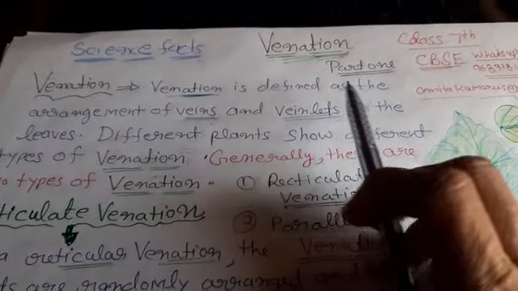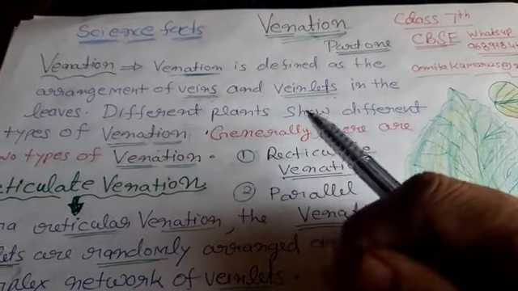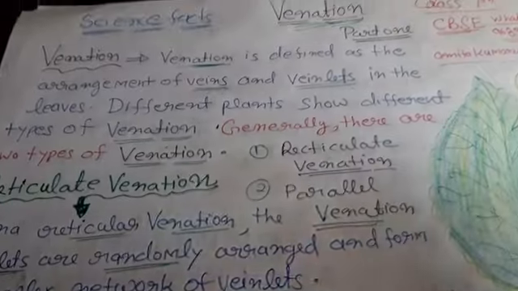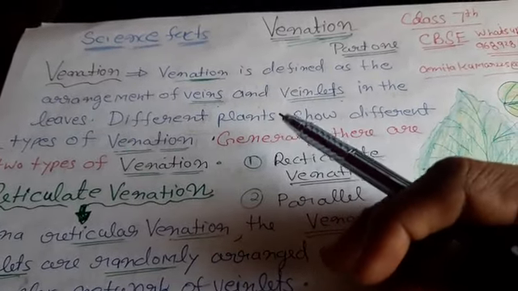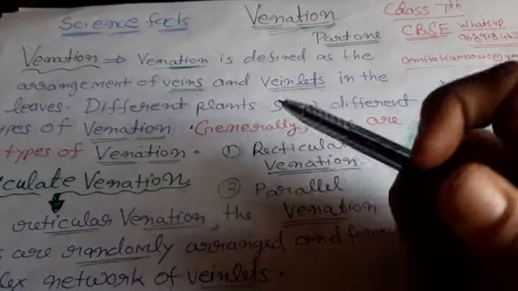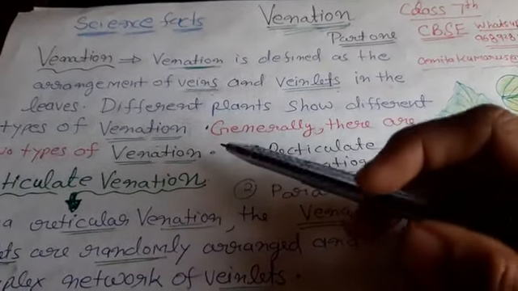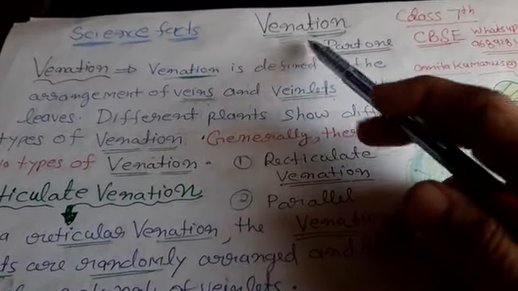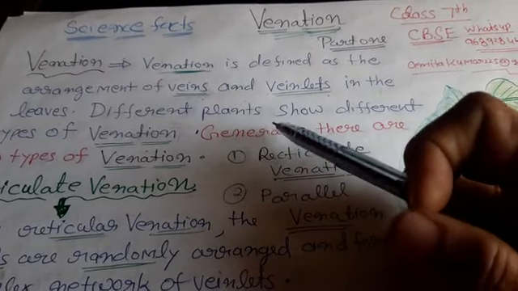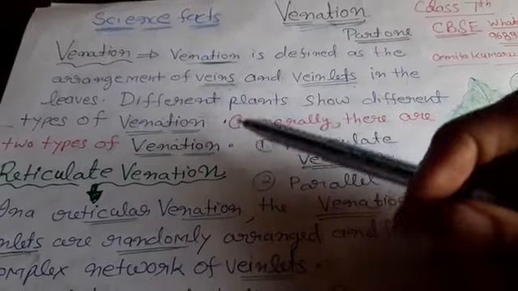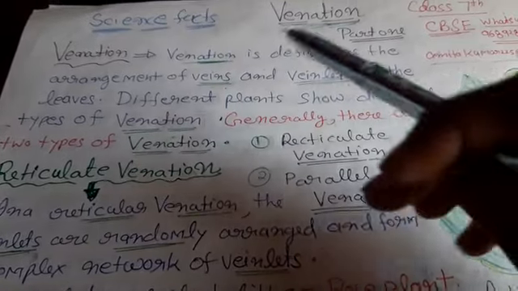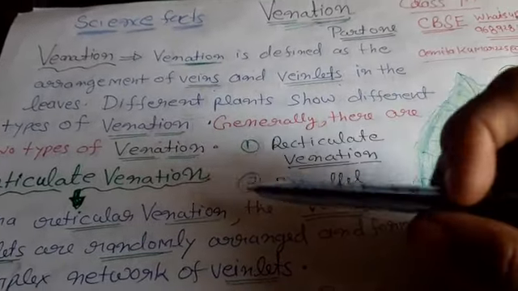Today's topic is venation. This topic is taken from the class 7 CBSE pattern. The previous video already discussed the parts of leaves, the structure of a leaf, and the function of a leaf. Here we will discuss venation, part 1. I will put the previous video link in this video's description box. You can easily find it.